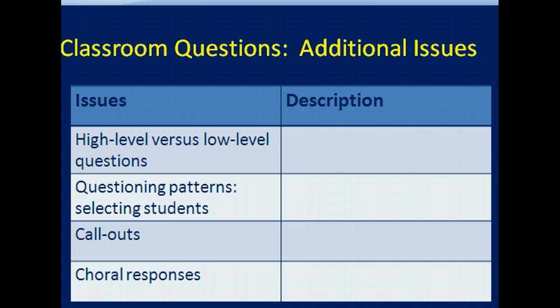For example, when looking at the high-level versus low-level question, the type of question being asked should be determined by the objective of the lesson. Sometimes several low-level questions that are scaffold may be a better strategy than using a high-order question. See if you can describe the remaining 3 issues. Answers can be found on the next slide. So look at the issues and see if you could describe the issues on the right-hand side.